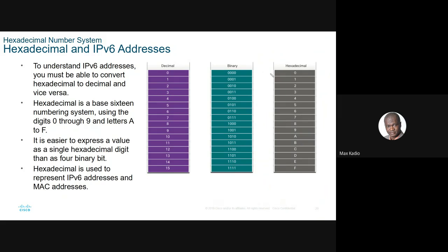So 0 in hexadecimal, you must convert in binary first. Then from binary, you convert to decimal. That's why you see binary and decimal are very important. If you take F in hexadecimal, this is the value first in binary. Then you convert that binary to decimal.